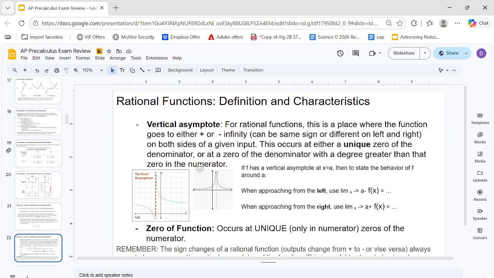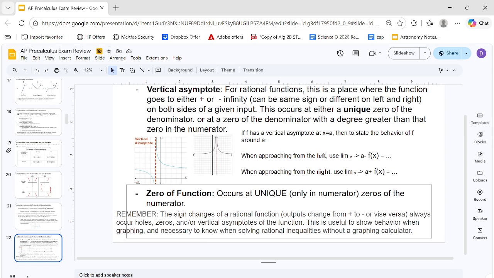A vertical asymptote is where it kind of approaches infinity from the top and bottom, or from left and right. And this occurs at zeros of the denominator. And the zeros of the function occur at zeros of the numerator.